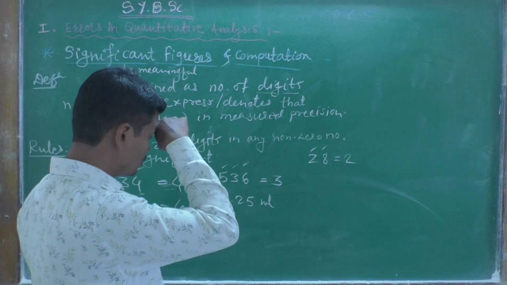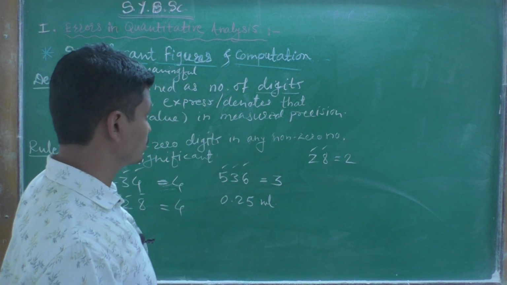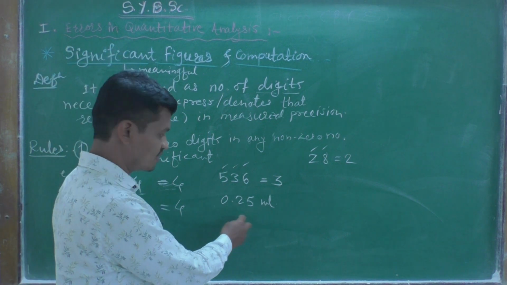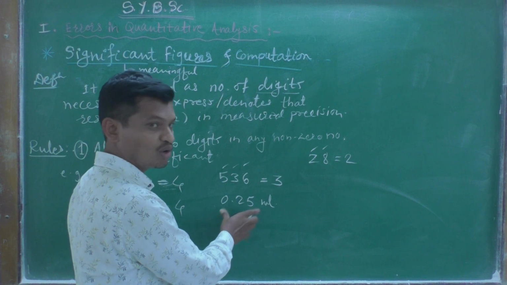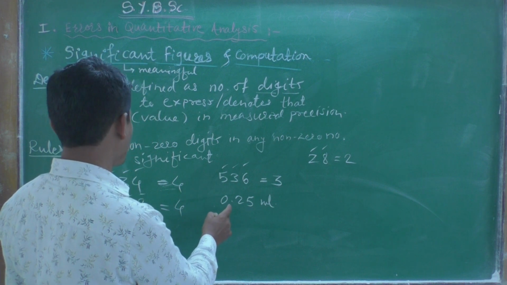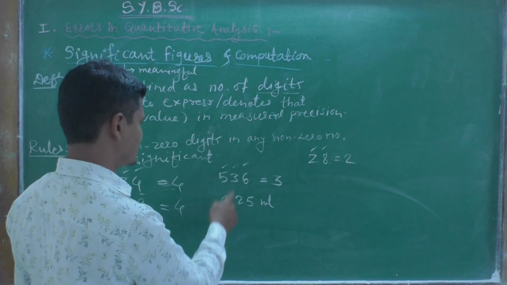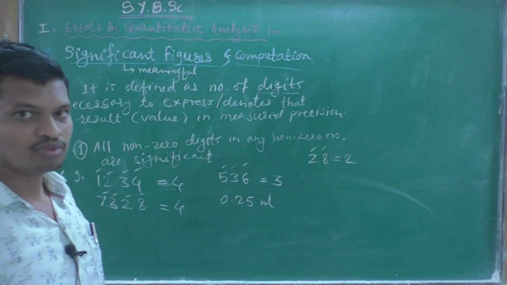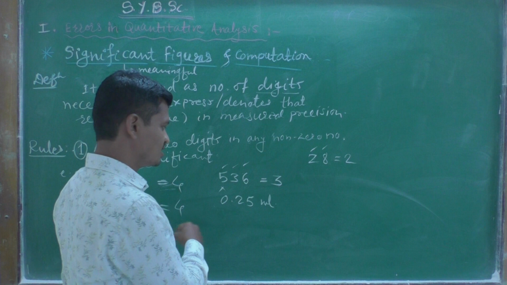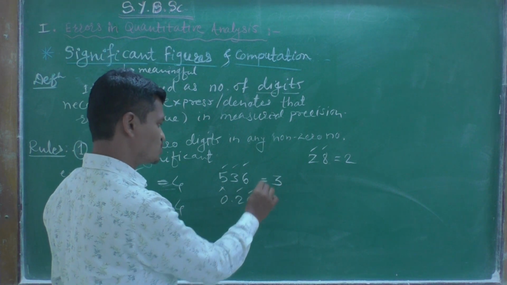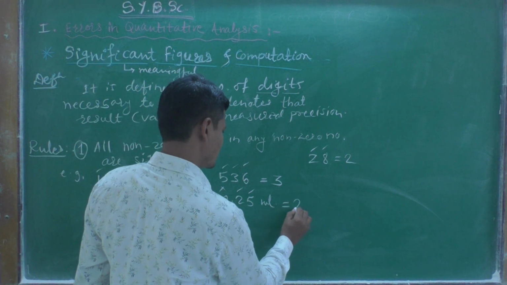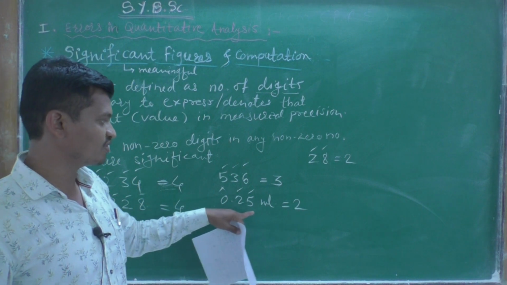Now, this is not a non-zero number, this number is not a non-zero number. Okay, and all non-zero digits are significant. So in this case this 0 is not significant, this 0 is not significant, this 2 and this 5 are significant. So the number of significant figures in this case is 2. The number of significant figures in 0.25 ml is 2.